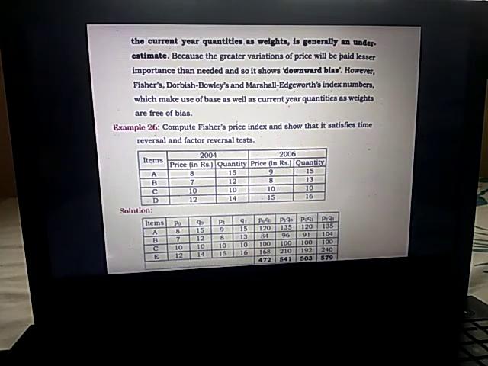The price and quantity of these 4 items in the base year as well as the current year is given. The base year is 2004 and the current year is 2006. So first we'll find Fisher's price index. We'll compute the table. We'll require P0 Q0, P1 Q0, P0 Q1 and P1 Q1. So we'll calculate all of those for each of the items. We get summation P0 Q0 as 472, summation P1 Q0 as 541, summation P0 Q1 as 503, and summation P1 Q1 as 579.